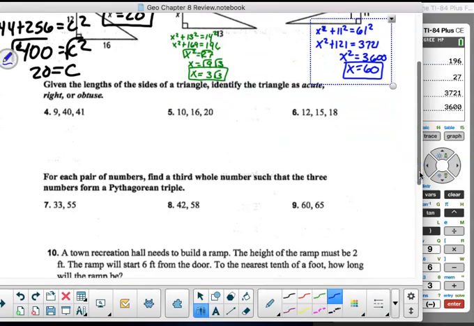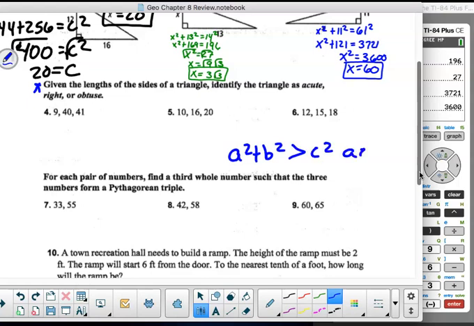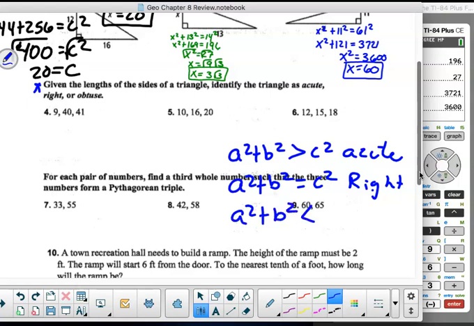Now, in this next one, given the lengths of the sides of a triangle, identify the triangle as acute, right, or obtuse. Remember, the things I'm using here: a squared plus b squared greater than c squared, acute. A squared plus b squared equals c squared, right. A squared plus b squared less than c squared is obtuse.